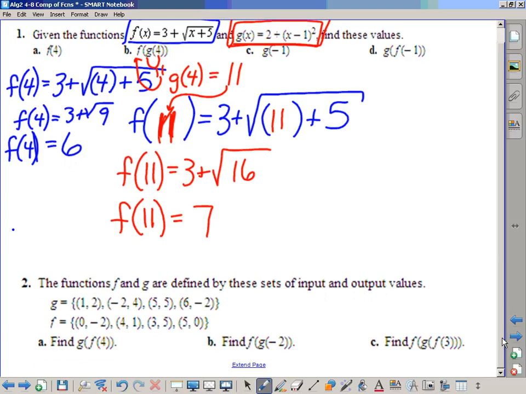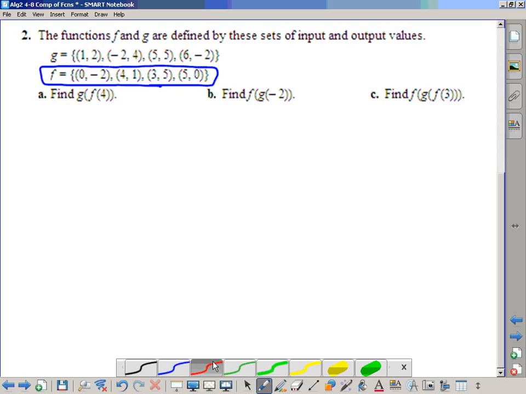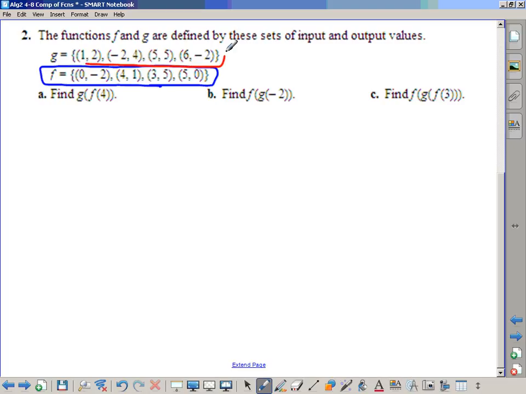So those are the basics of finding f of g of a number. In the next set of problems, number 2, A, B, C, they give you g and f defined as a set of points. Instead of telling you what the function is, they tell you that in f, which again will be the blue list of numbers, when the input is 0, the output is negative 2. When the input x is 4, the output y is 1, and so on. They give you a list of inputs and outputs. They give you the same for the g equation in red.